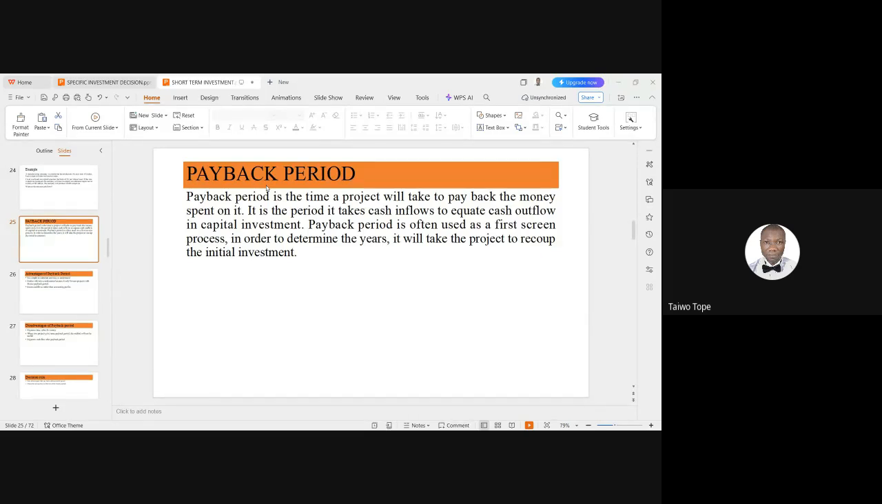So payback period is often used as a first screening process in order to determine the number of years it will take to recoup the initial investment put towards a project. Payback period is usually a measure of liquidity. That is how quickly the company can recover the initial investment on the project.